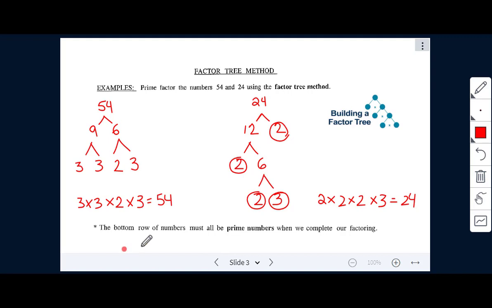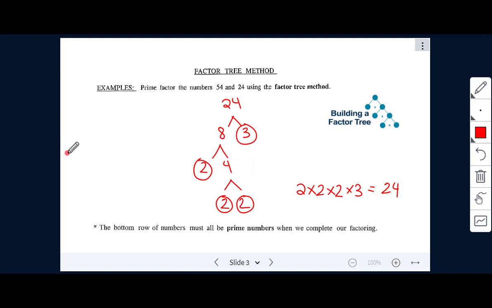All right, so the bottom row of numbers must all be prime numbers when we complete our factoring. So to show that, you can always just bring this all the way down. I didn't bring it all the way down, but I did circle all my prime numbers here. All right, we just factored the number 24 again, just using two different numbers. We used 8 and 3, and we continued to prime factor them using the factor tree method, but we still end up with the same answer. So 2 times 2 times 2 times 3 to give me the 24.